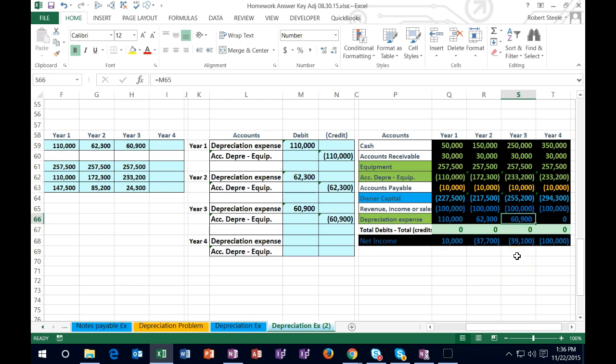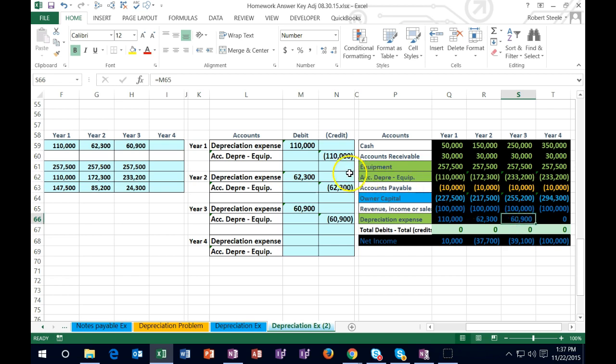The effect on net income now is that we have revenue of 100,000 less the 60,900, and therefore we have an income of 39,100 in this case. Now, something to note as we go, if we look at this number here, obviously it is different. The accumulated depreciation is different than the depreciation.